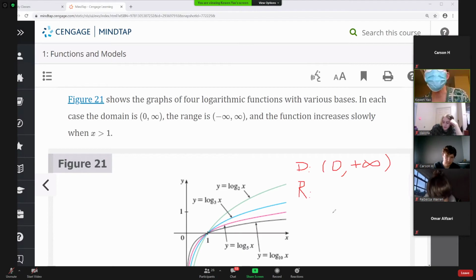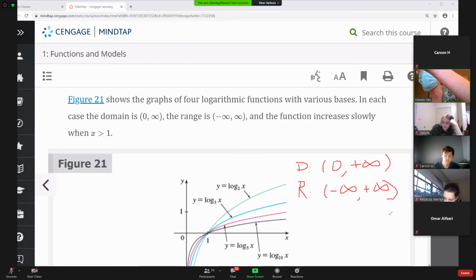The range is from negative infinity to positive infinity, okay? So please write down, okay? This is for log function. For log function, the domain is all positive numbers, right? Positive real numbers. And the range is from negative infinity to positive infinity. So please write down, okay? This is the domain and the range for log function.